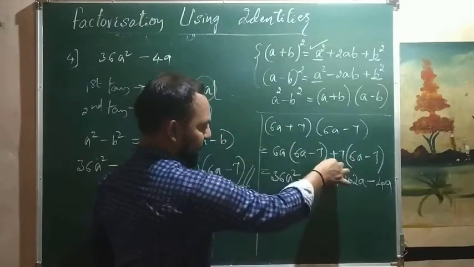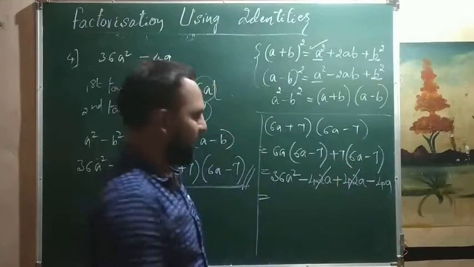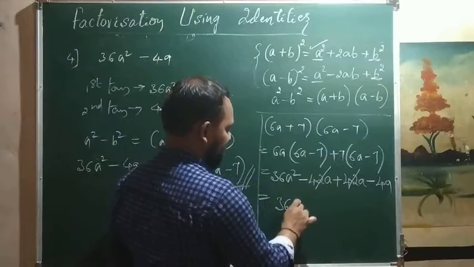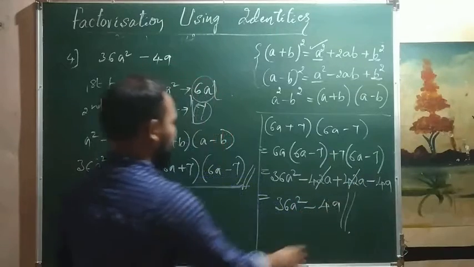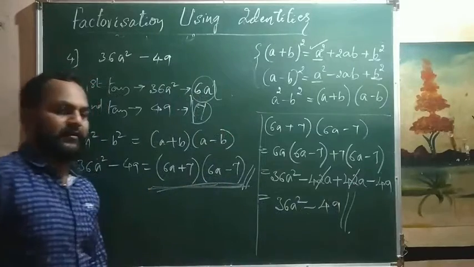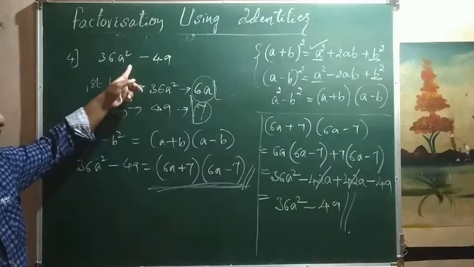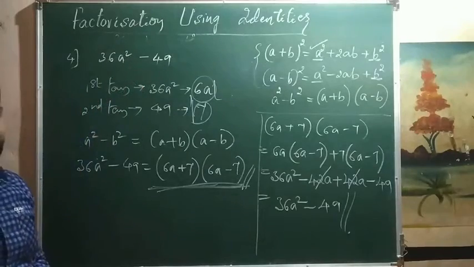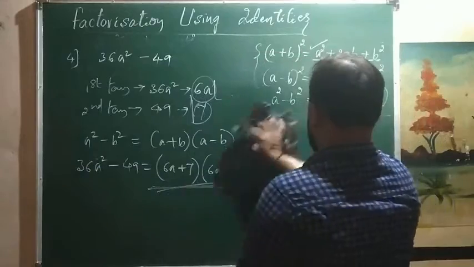Here the negative 42a and the positive 42a get cancelled. Remaining are 36a square minus 49. It means these are the factors of 36a square minus 49. Okay. Take one more example.